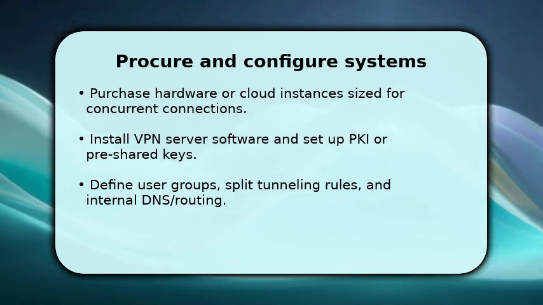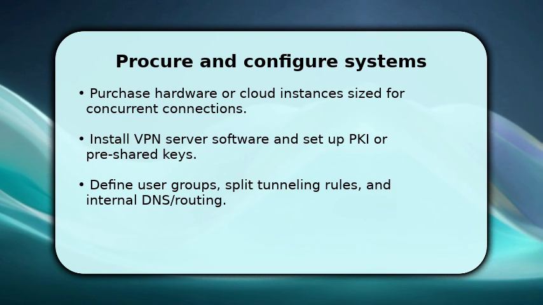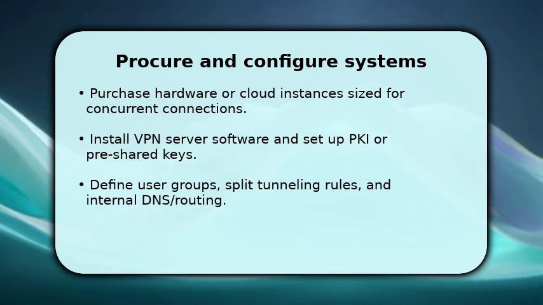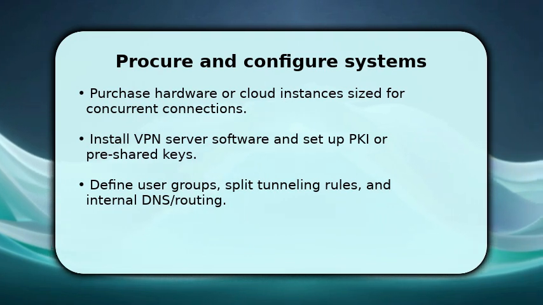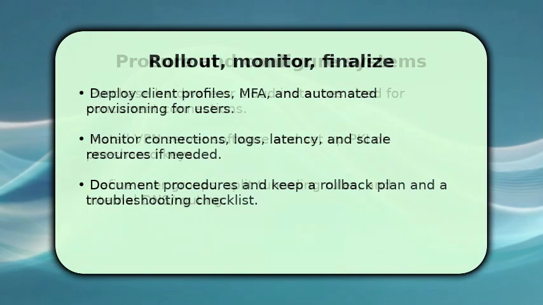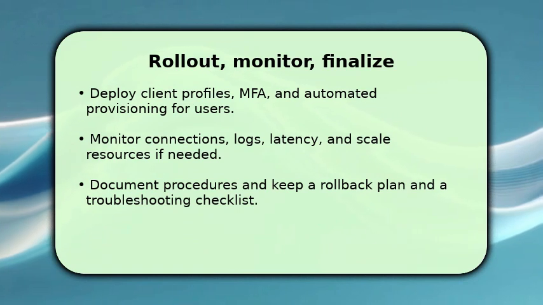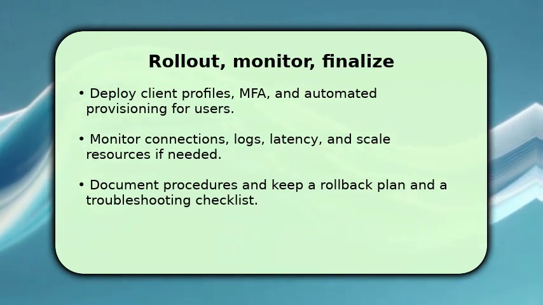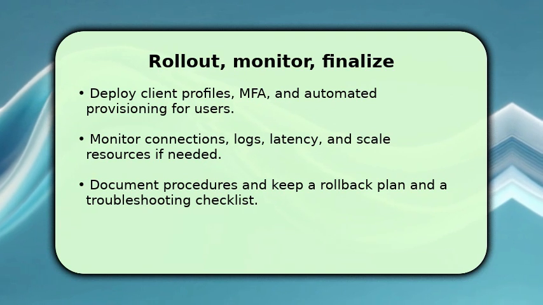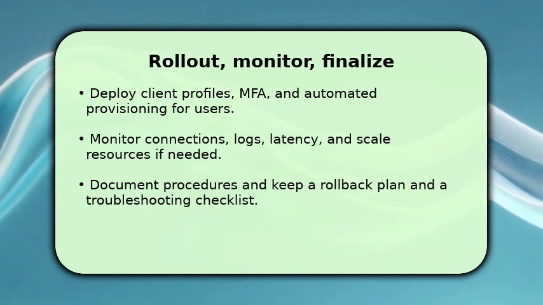Make sure to test access from one client before scaling, because that validates authentication and route propagation early. You deploy client profiles to users, enable multi-factor authentication, and automate provisioning to reduce errors. As people connect, monitor logs, concurrent sessions, and latency metrics so you can spot bottlenecks and scale servers or bandwidth.